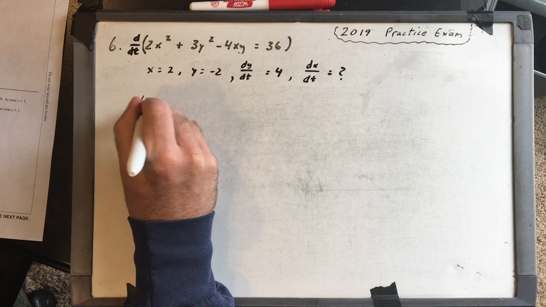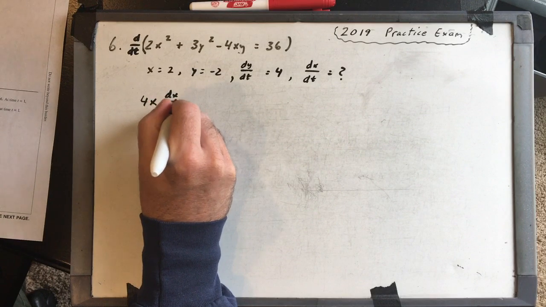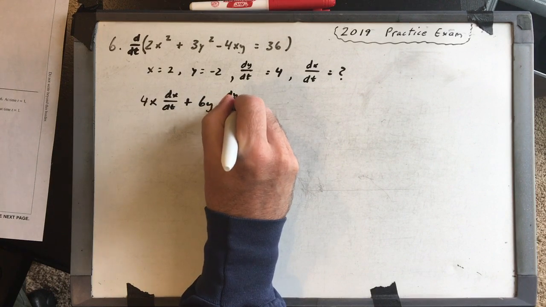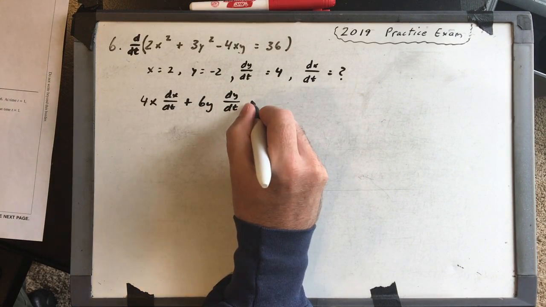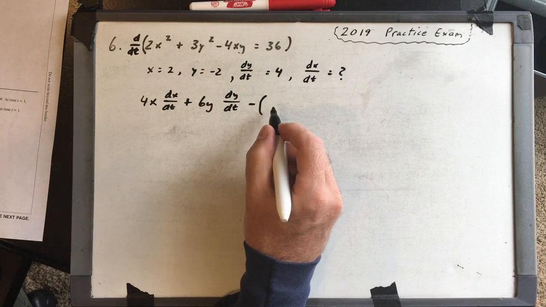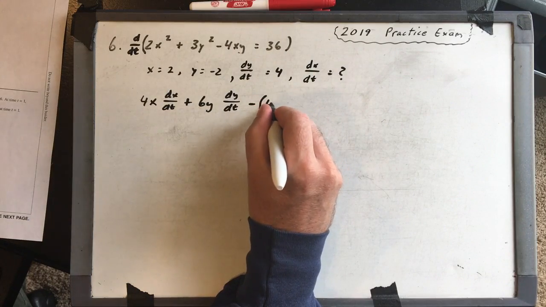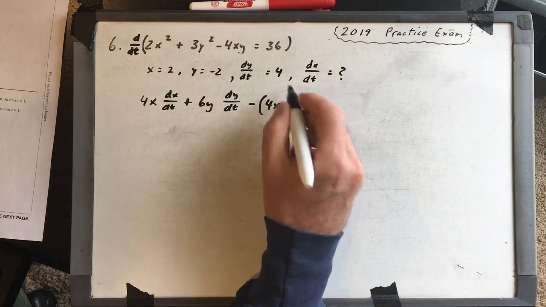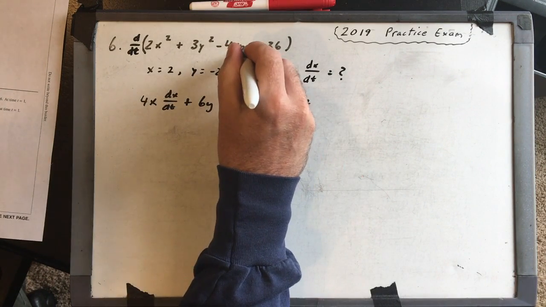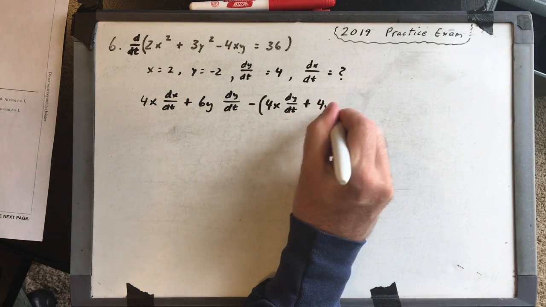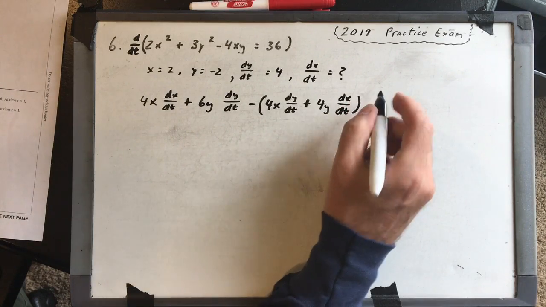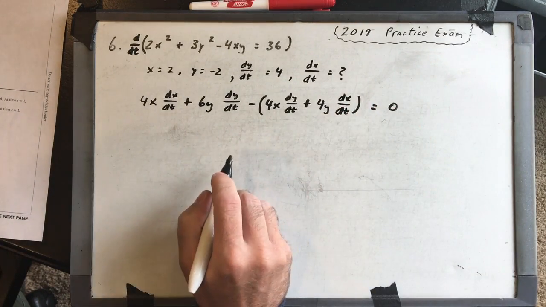So we would have 4x dx dt plus 6y dy dt minus, okay, this is a product rule, so we've got to be careful. The first, 4x times the derivative of y, dy dt, plus the second, 4y times dx dt, all right, is equal to the derivative of 36 is 0.